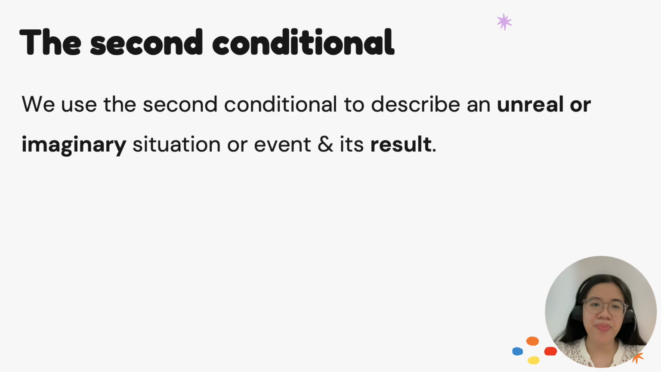Okay, so we use the second conditional to describe an unreal or imaginary situation or event and its result. Chúng ta sử dụng câu điều kiện loại 2 để diễn tả một tình huống không có thật hoặc tưởng tượng và cái kết quả của cái tình huống không có thật đó.